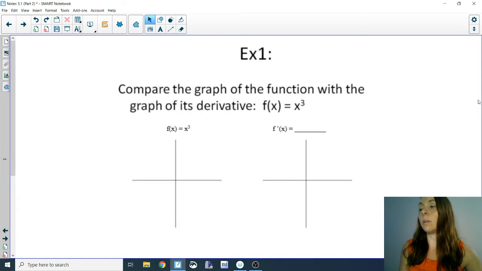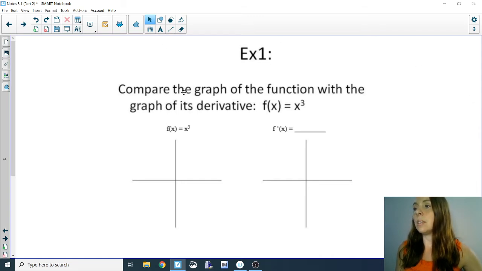Okay, so let me move on to the next part. This is called example 1, where we are going to take a look at the graph of f of x equals x cubed, and then we're going to look at the graph of its derivative, and we're going to start to see the relationship here between a function and a derivative graphically.